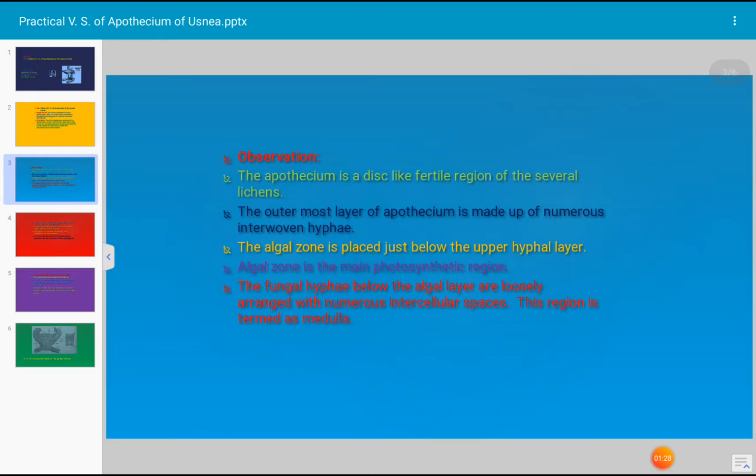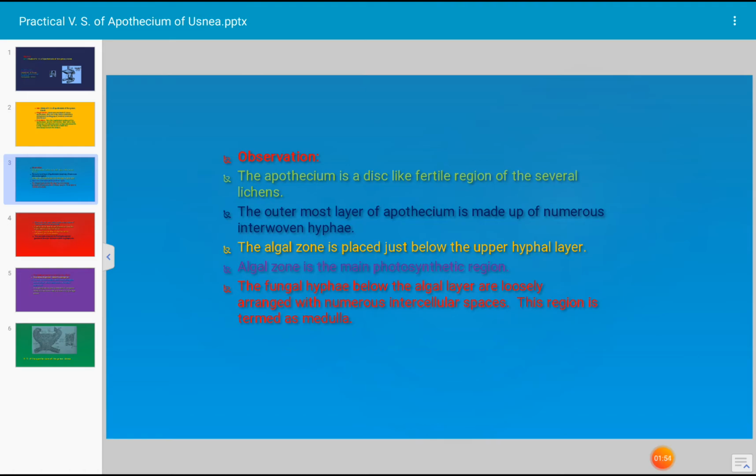In the observation, what do we have to write? The apothecium of Usnea is a disc-like structure. It is the fertile region of several lichens. Several lichens produce apothecium, but this is the apothecium of the Usnea plant. Usnea is a lichen. It produces a fruiting body, and that fruiting body is known as apothecium.